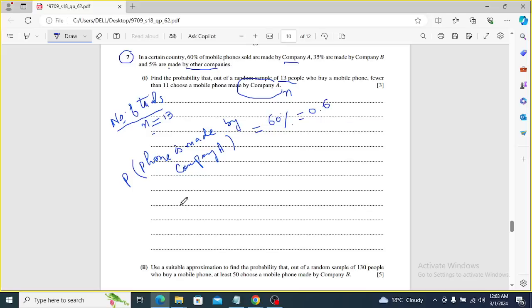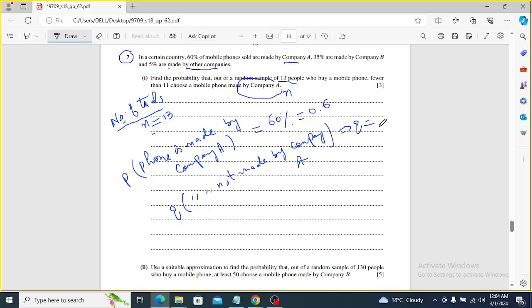So what is your q? Your q means the mobile is not made by company A. The phone is not made by company A, and that event is considered to be q. If p, the mobile phone is made by company A, is 60%, which is 0.6, then q would be 0.4.